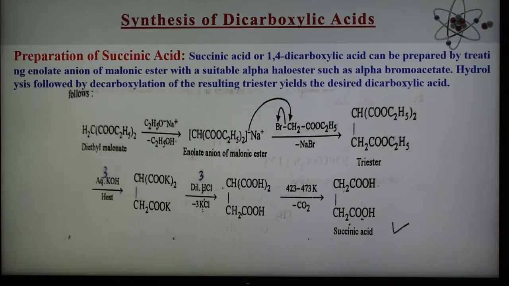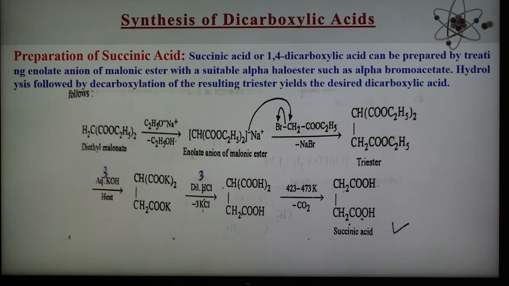Now there are some compounds which can be synthesized by using dicarboxylic acids. The first compound that we are going to see is the preparation of succinic acid, which is also known as 1,4-dicarboxylic acid. As carboxylic acids are present on the 1st and 4th carbon, it is known as 1,4-dicarboxylic acid. Such an acid can be easily prepared by reacting the enolate anion of the malonic ester with a suitable alpha haloester like alpha bromoacetate. Hydrolysis followed by decarboxylation of the resulting triester gives the desired dicarboxylic acid.